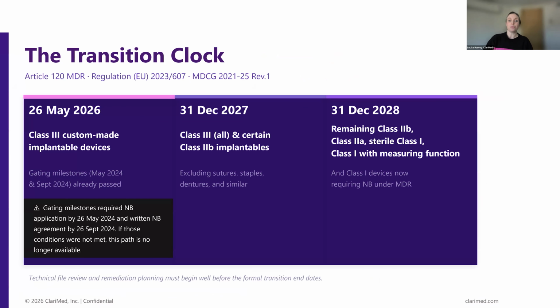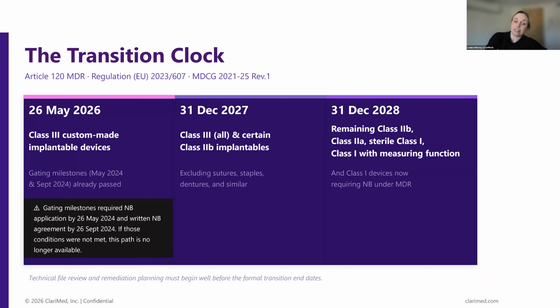So as I discussed a little bit, we've got the transition clock. So 26th of May 2026 is obviously looming very, very close. That's the Class 3 custom-made implantable devices. So this is where the gating milestones required notified body application by 26th of May 2024 and written notified body agreement by 26th of September 2024. If those conditions were not met, this path is sadly no longer available.